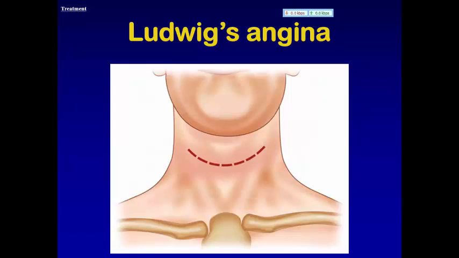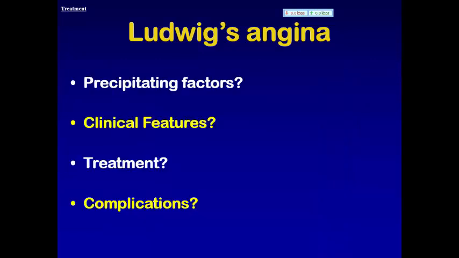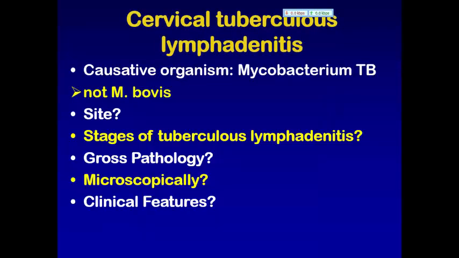Complications of this condition include laryngeal edema and respiratory distress, which may require tracheostomy, septicemia, and extension of infection into the parapharyngeal spaces. Another common pathology is cervical tuberculous lymphadenitis. The causative organism here is Mycobacterium tuberculosis, not Mycobacterium bovis.